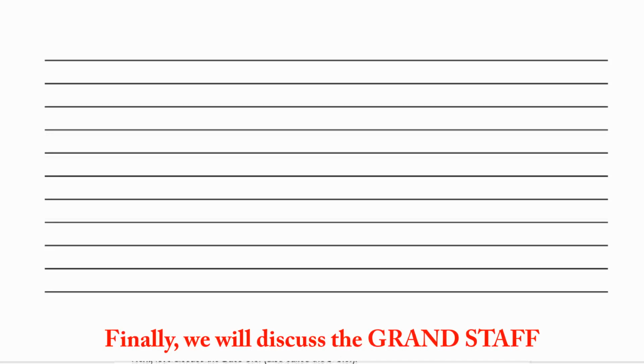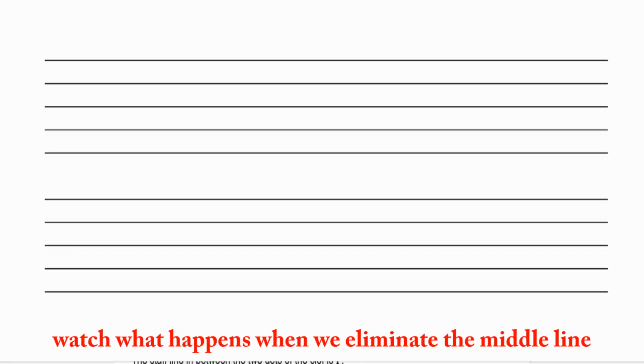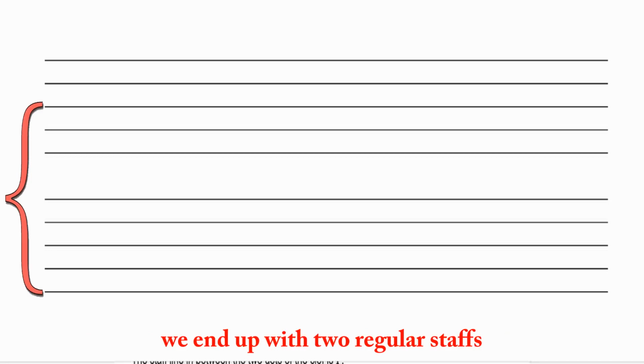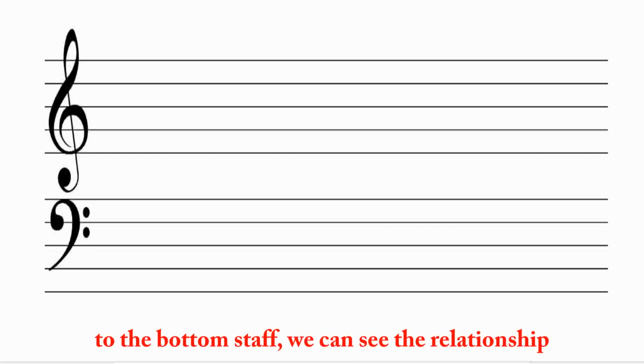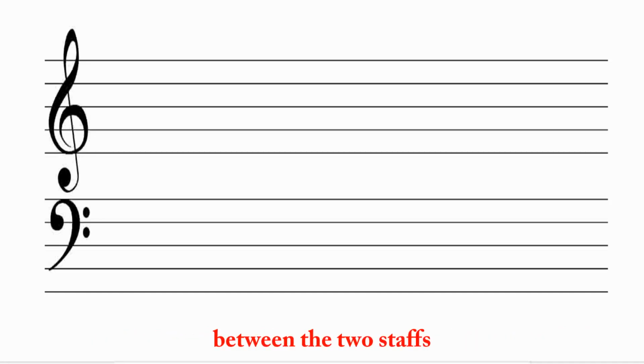Finally, we will discuss the grand staff. Watch what happens when we eliminate the middle line. We end up with 2 regular staffs. By adding a treble clef to the top staff and a bass clef to the bottom staff, we can see the relationship between the 2 staffs.